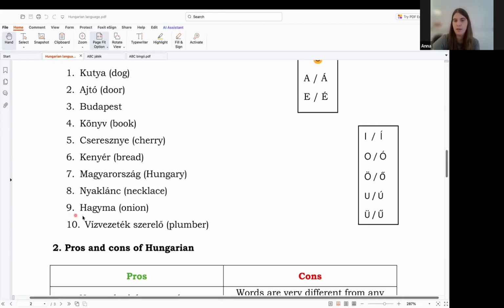Hagyma. A, gy, a. Hagyma. Okay. And 10 is kind of a joke. The word is actually plumber, but it quite nicely shows the rhythm of Hungarian. Okay, again, you try it.